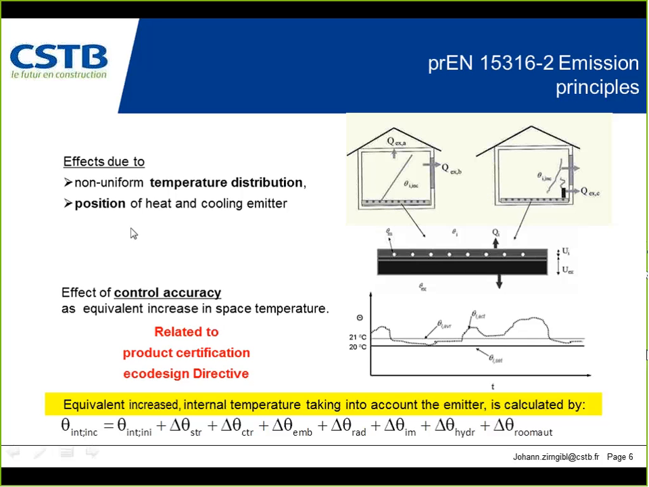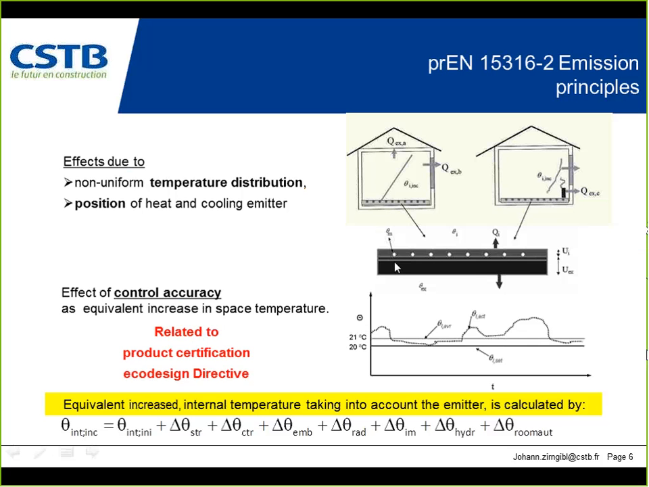Then we also take into account the position of the heat or cooling emitter. So here, for example, you have some losses to the outside, and here also if it is embedded, and also if you have an emitter here, we have much more losses going out behind, for example, if there is no additional insulation or things like this. These are also taken into account in the losses when we talk about the emission part.